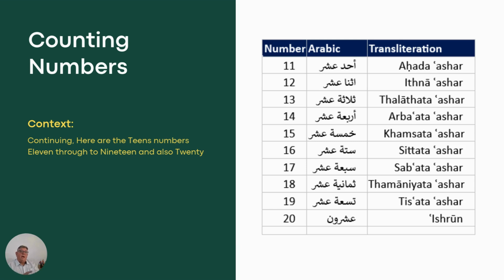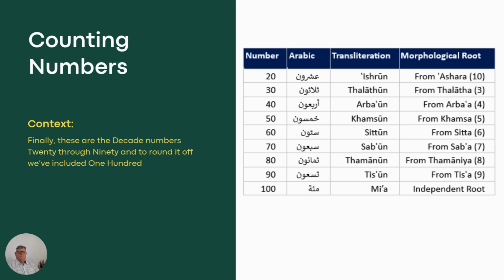We already know ahad asha for 11, ithna asha for 12. Then we have thalathata asha, arbaata asha, khamsata asha, sitta asha, sabata asha, thamaniata asha, and tisaata asha, and finally for 20, it's ishrun. Awesome. So the teens are officially sorted.